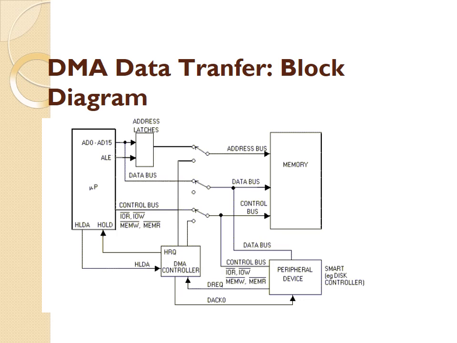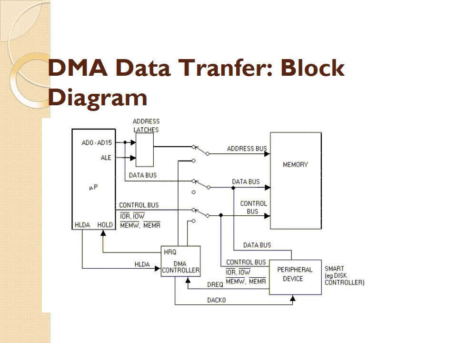Now the DMA data transfer block diagram. Here we see the memory, the DMA controller and other peripheral devices. They are connected by means of the address bus, data bus and control bus, as I said in the previous slide. The microprocessor addresses all the hardware devices by means of these buses. The address latches define the address for all the IO devices. Generally we have two signals here, the hold and the hold acknowledgement.